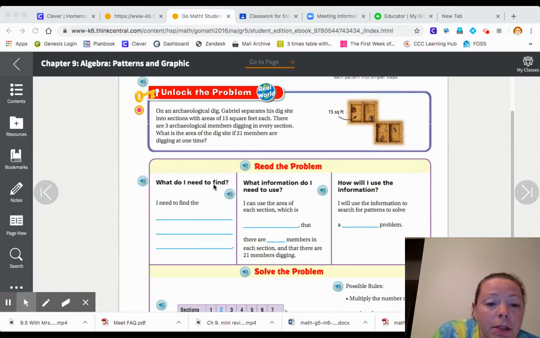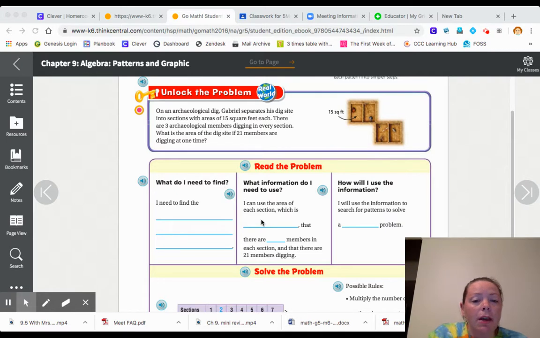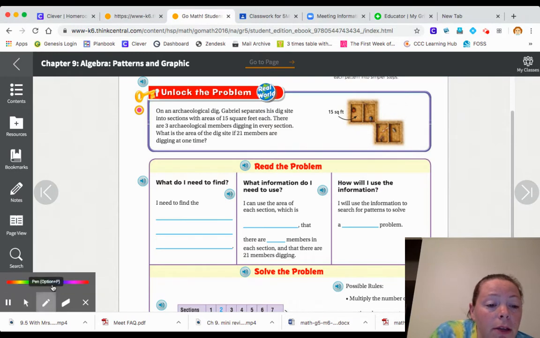So first thing we need to do, as we always do with word problems, what do we need to figure out? The area of the dig site if there are 21 members, right? So we're looking for the area of Gabriel's archaeological dig site. What information do I need to use? I can go ahead and use the area of each section, which is 15 square feet, right? So each section is 15 square feet.